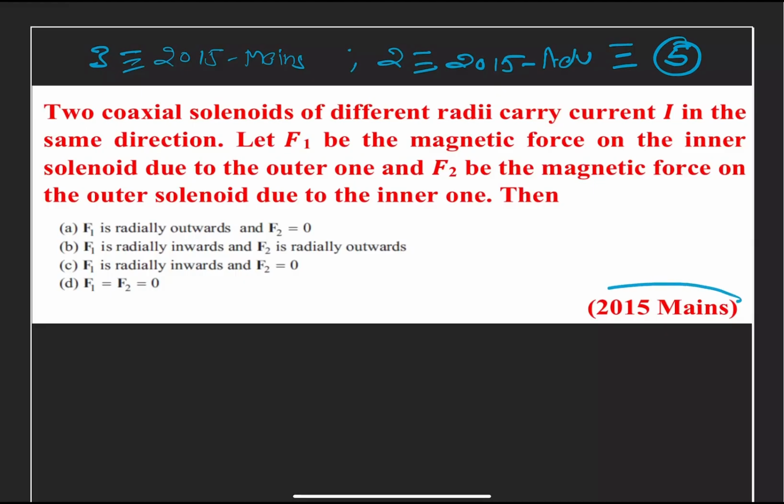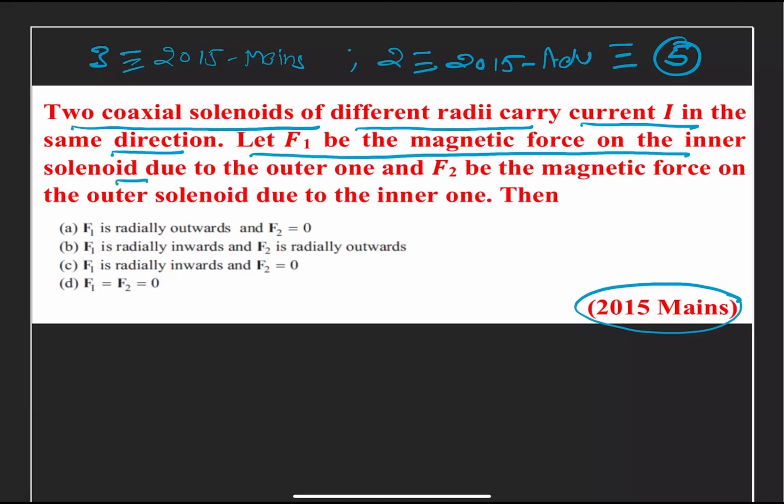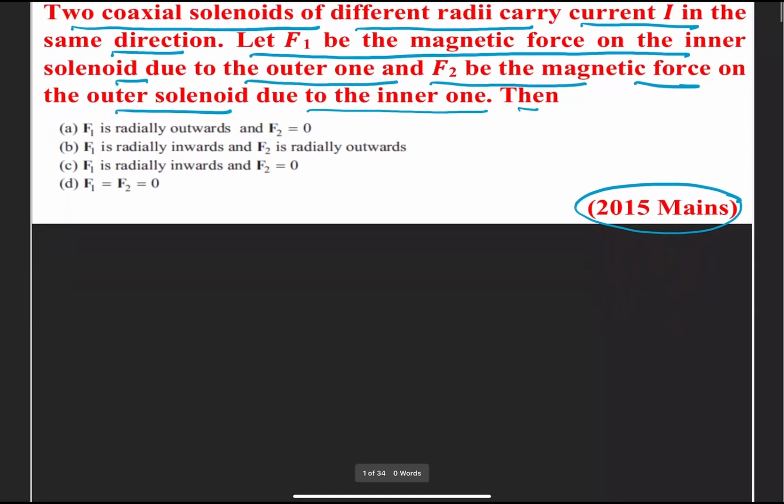it was asked in 2015 mains and it states that two coaxial solenoids of different radii carry current I in the same direction. Let F1 be the magnetic force on the inner solenoid due to the outer solenoid and F2 be the magnetic force on the outer solenoid due to the inner one. Then we have to find out the forces F1 and F2, their direction as well as their magnitude. Okay. So these are the two coaxial solenoids.